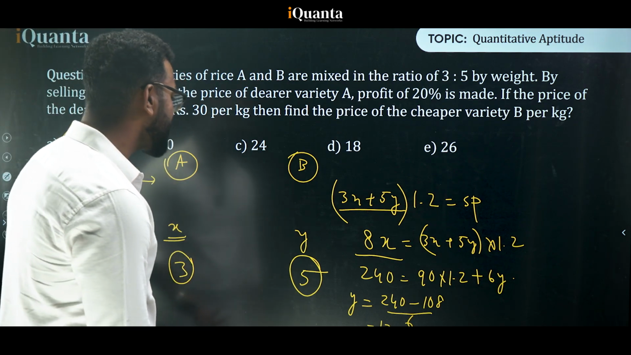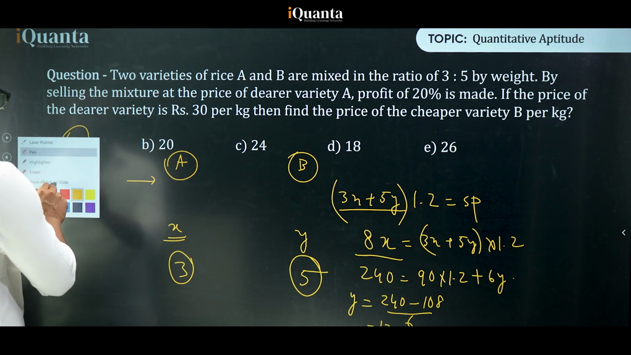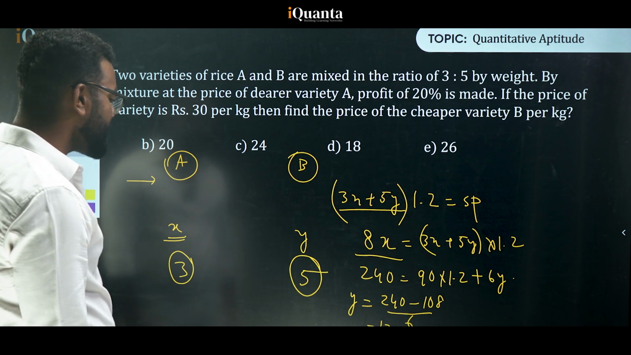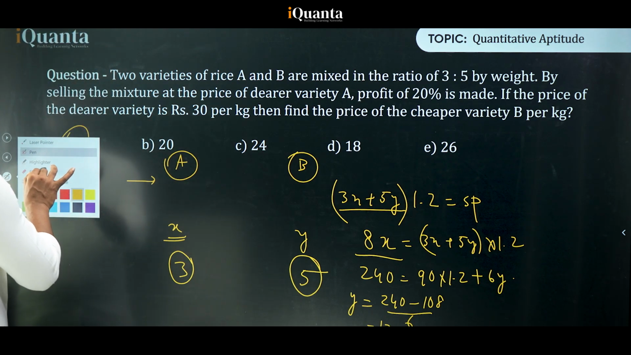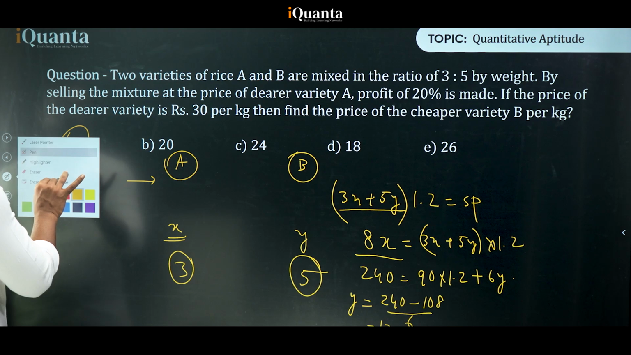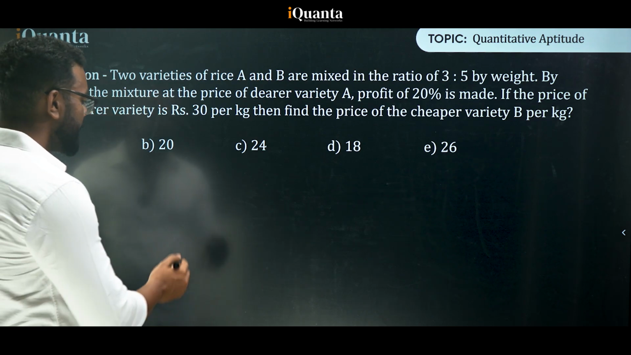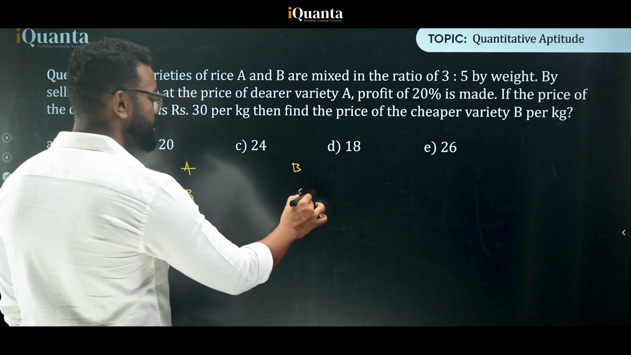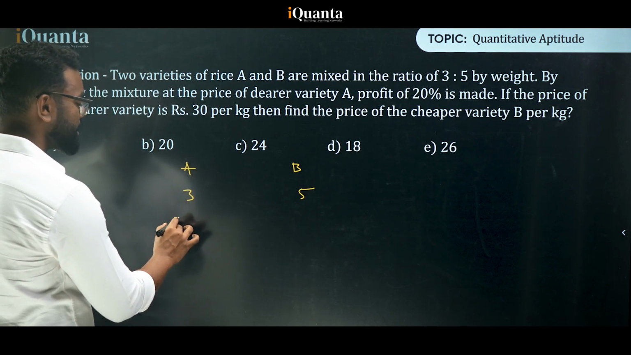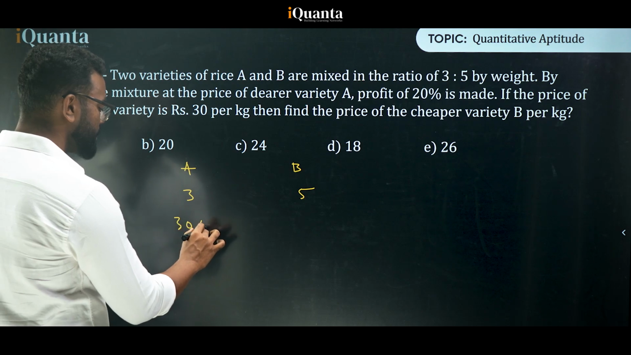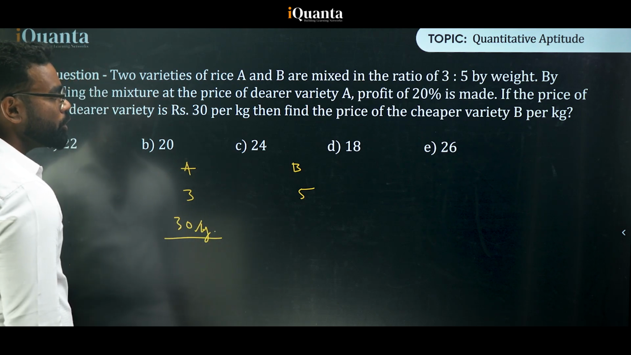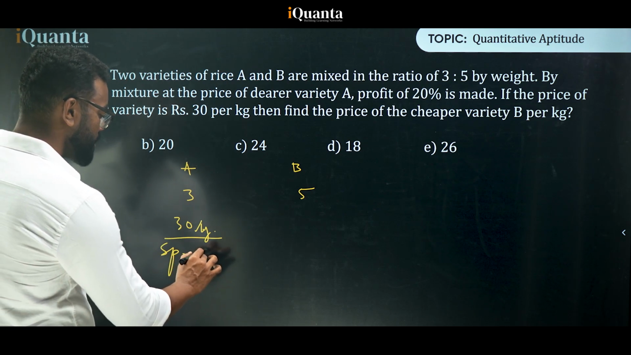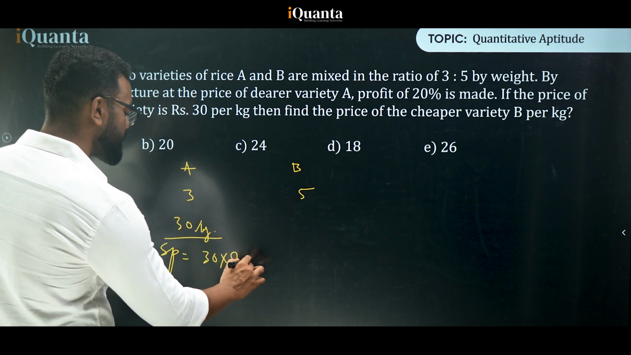Now how else can we solve this question? Let's check. If you see this, A and B are there, and I know the selling price, I know the cost price, everything. So now I'm using the concept of profit and loss to solve this question, okay? This is the A variety, this is the B variety, right? Let's say the ratio is 3 quantity and 5 quantity. The price of this is 30 per kg, right? Then what is my selling price? The selling price is 30 into 8, equal to 240.